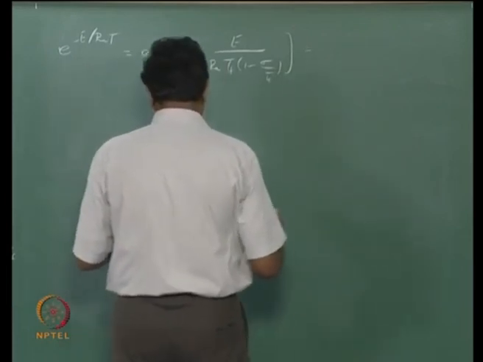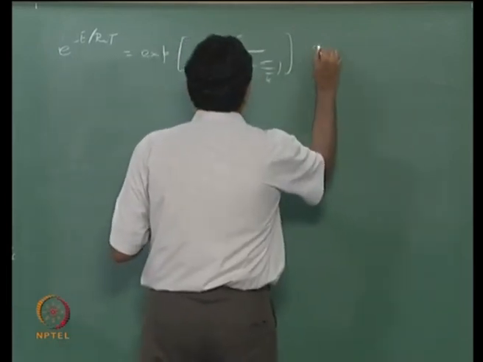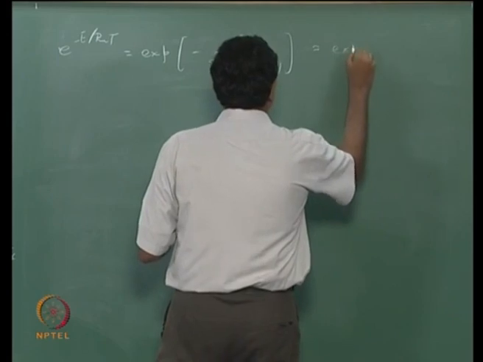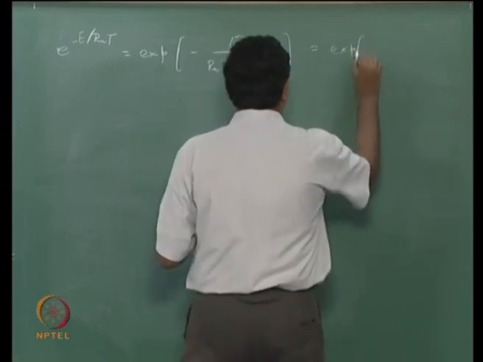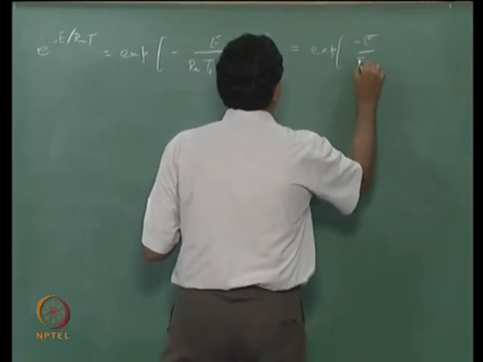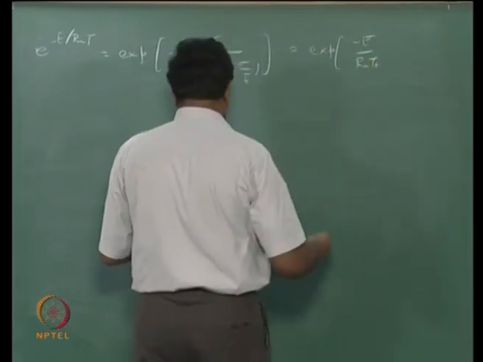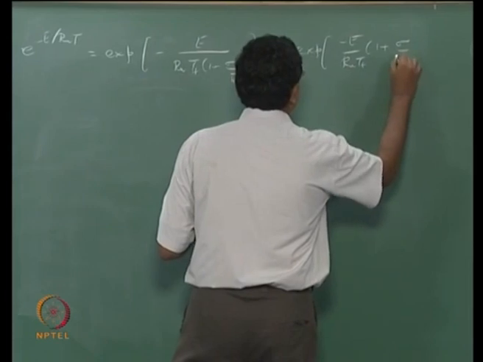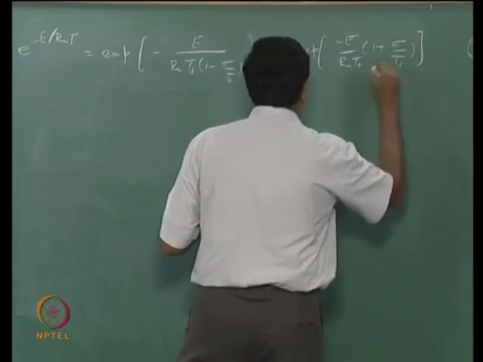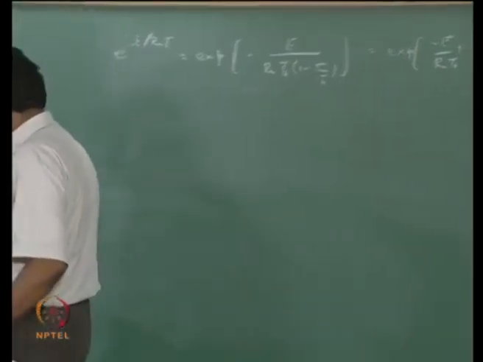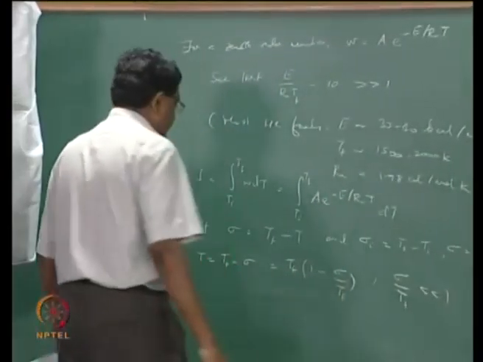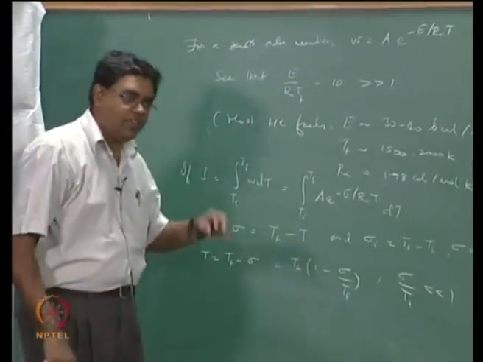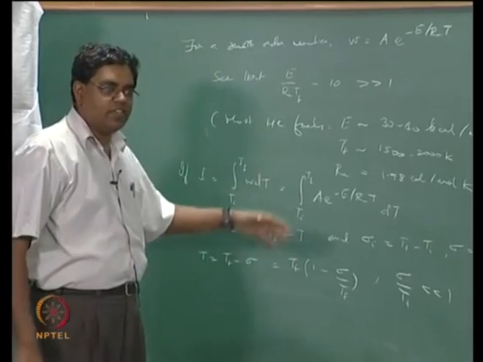So that's approximately exponential minus E over RuTf times 1 plus sigma divided by Tf. Now these kinds of things are all sort of tailor made for approximations. We should sort of get an intuition about how these analyses are done.